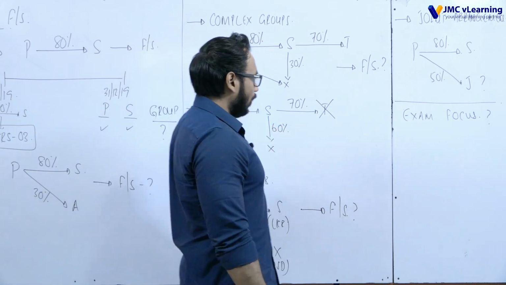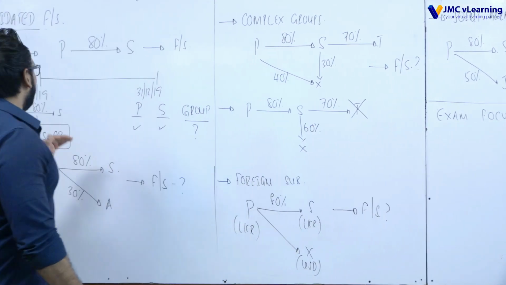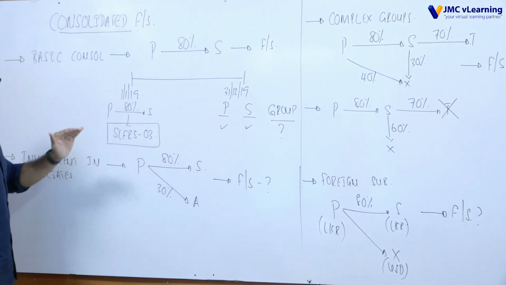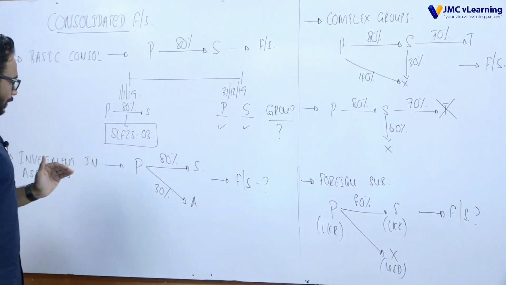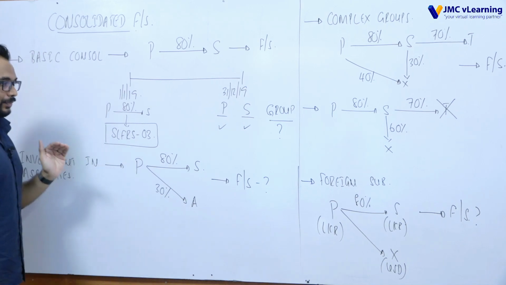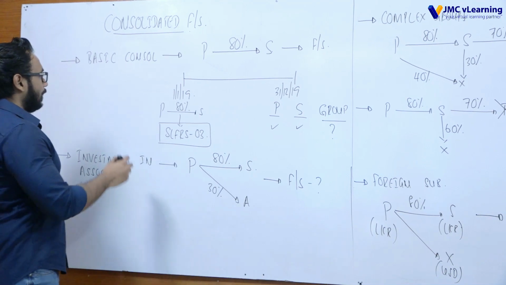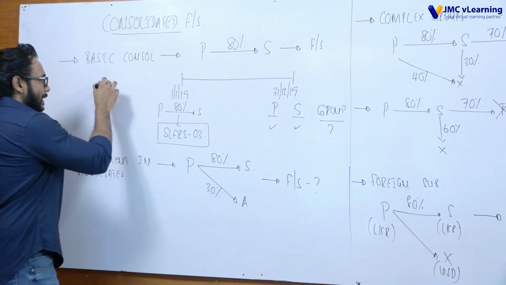So that's the plan on consolidated financial statement discussion. So we will cover it step by step. Now at each level, we will look at a lot of examples. So under basic consolidation, we will cover about 5 examples.